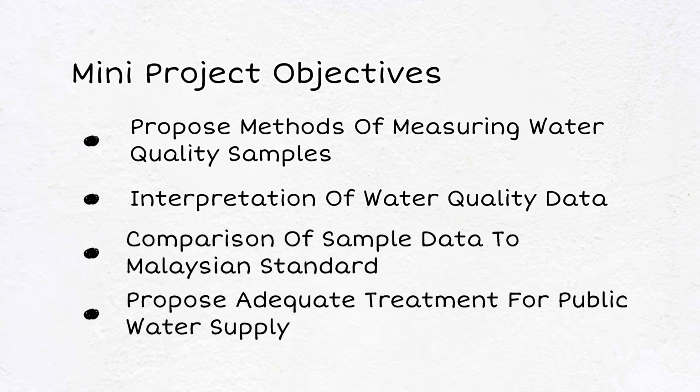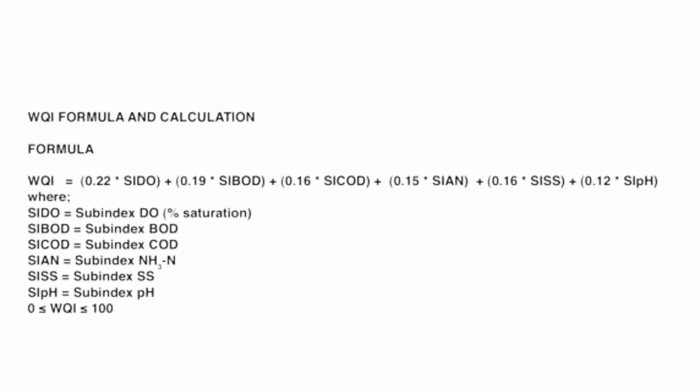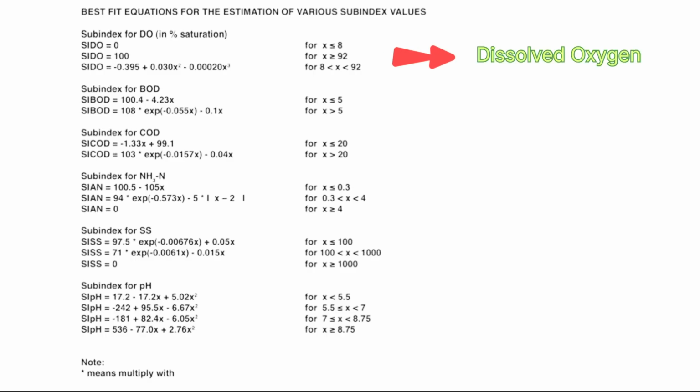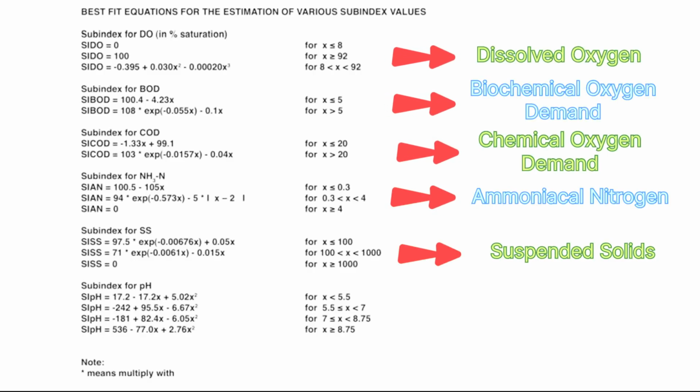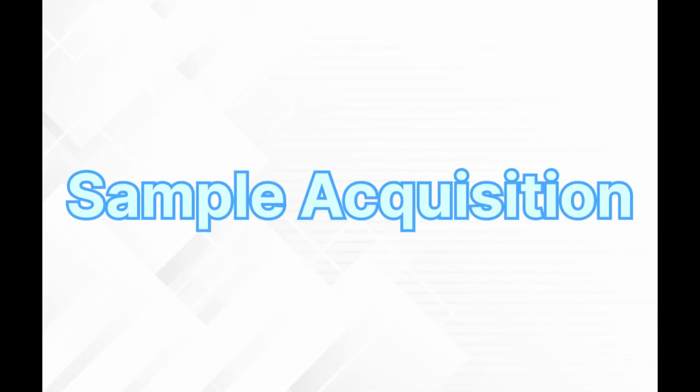The objectives of this project are to propose methods of measuring water quality samples, interpret the data, and compare with the Malaysian standard as well as adequate treatment. We are taking the water quality index formula and calculation from the Department of Environment, and we are testing for 6 parameters: dissolved oxygen, biochemical oxygen demand, chemical oxygen demand, ammoniacal nitrogen, suspended solids and pH.